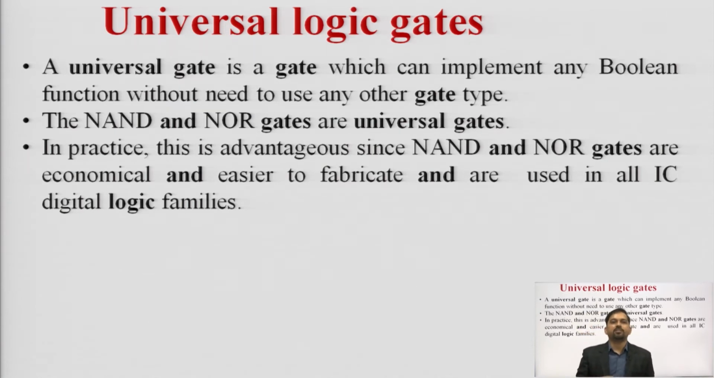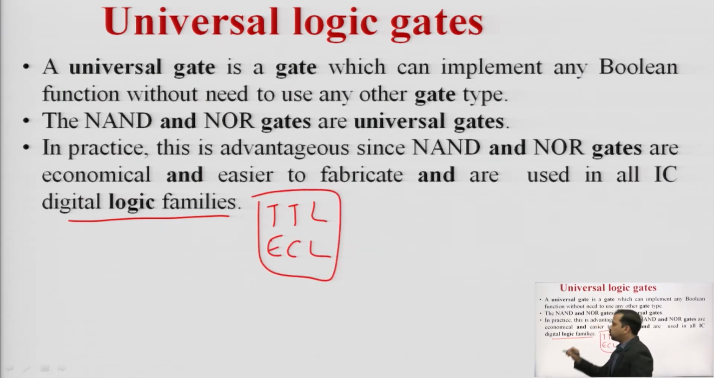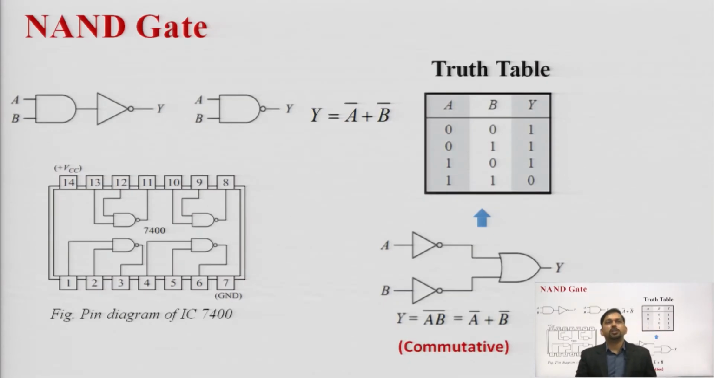There are various logic families like TTL, transistor transistor logic, ECL, emitter coupled logic, and Schottky TTL. There are so many logic families. So using NAND and NOR gates we have these logic families. For these universal logic gates, first we'll start with the NAND gate. So the NAND gate is basically AND followed by NOT.